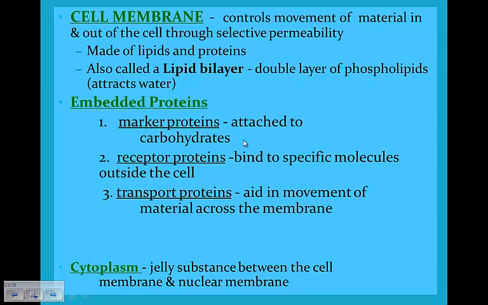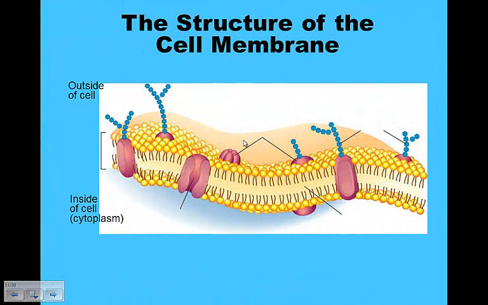And then here's the carbohydrate chain. The carbohydrate chain is the tree of the different integral membrane proteins that are on the surface of the cell.